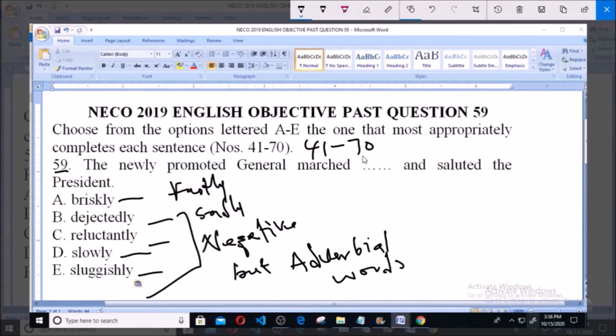So we can now say that the newly promoted general marched fast and saluted the president. So option A is correct.